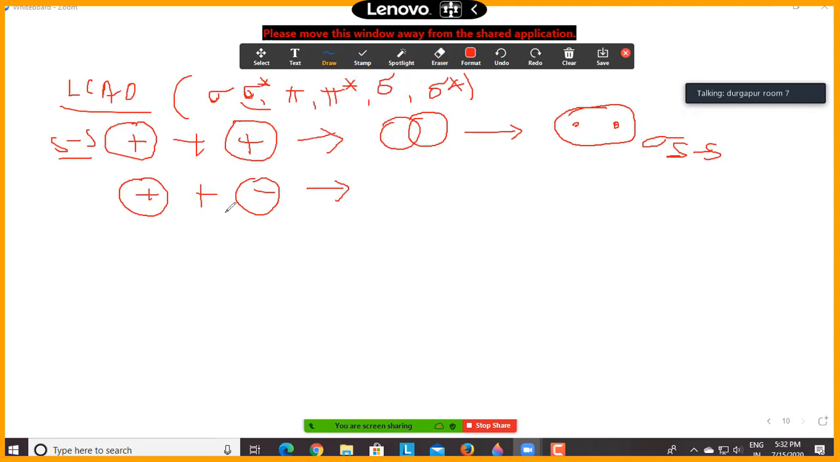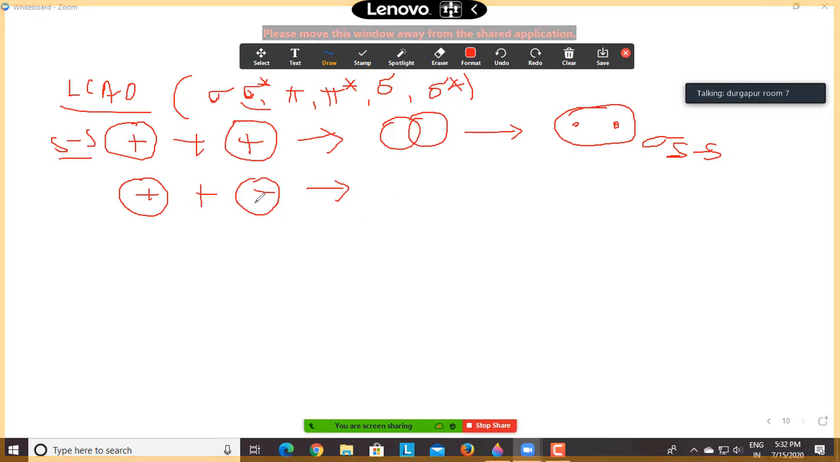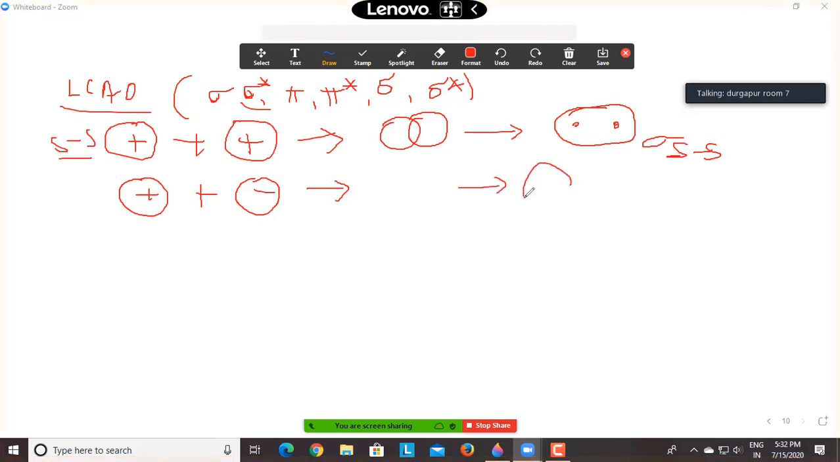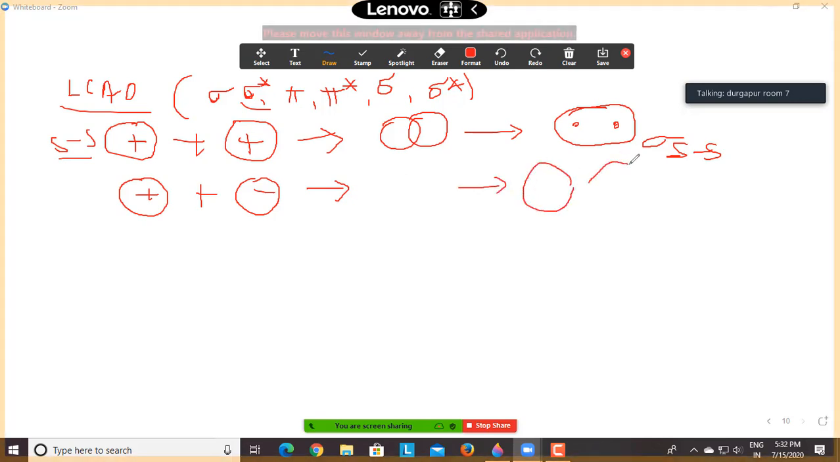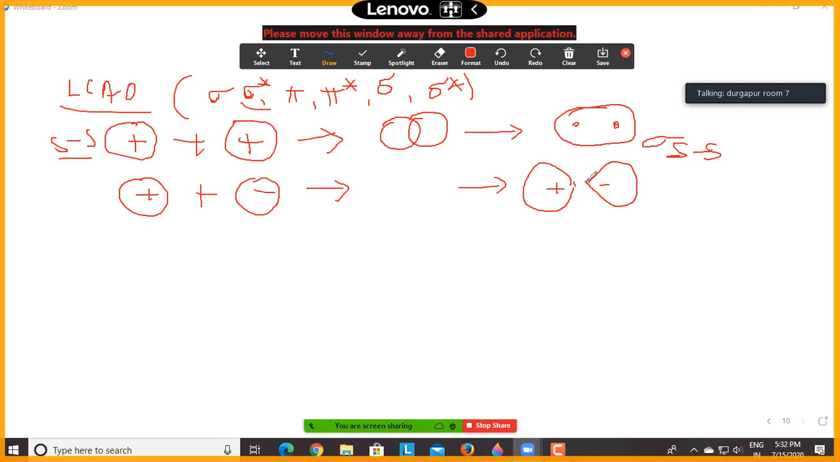Now if these two are mixing, means there is no constructive interference, there is destructive interference. If they are mixing, one is plus, one is minus, and it will give you like this, they will go away from each other. They will go away from one another. See, these are nucleus.